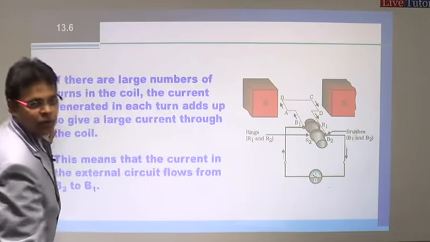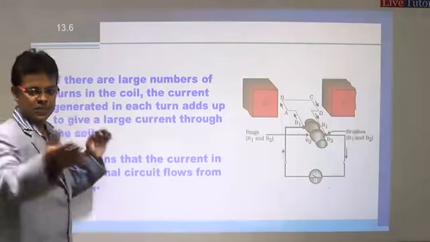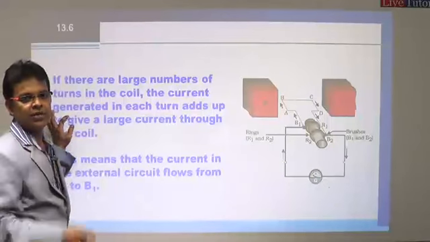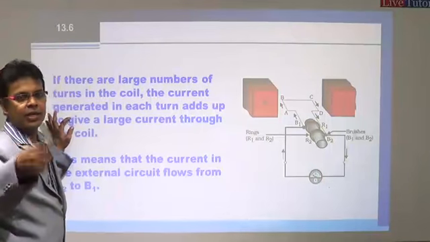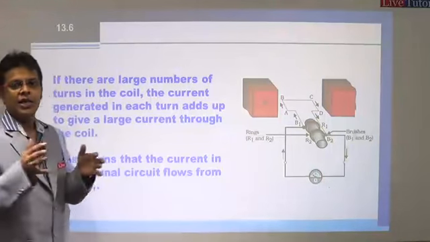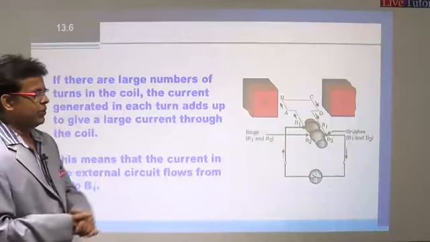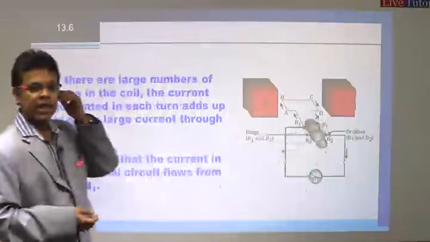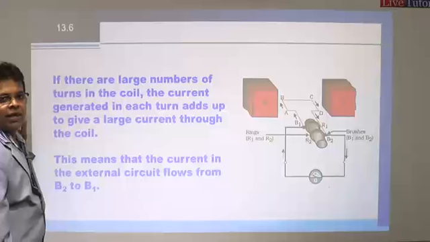Now, if there is a large number of turns, as we saw yesterday in the armature, there are so many turns, right? So the current generated in each turn will get added up, so that it will give out a large amount of current through the coil. We have only one turn here just for understanding purposes, but actually it will have more turns to have more current, right?